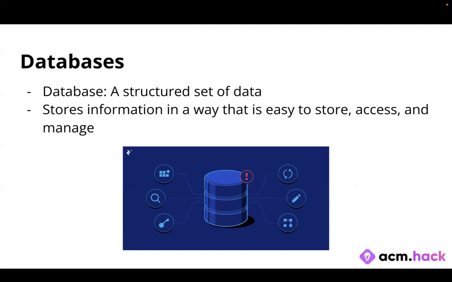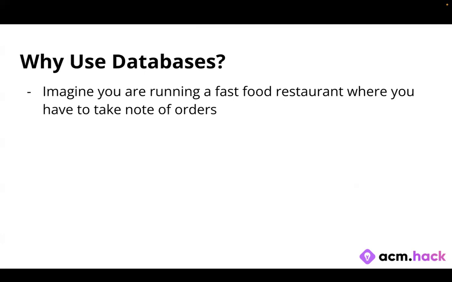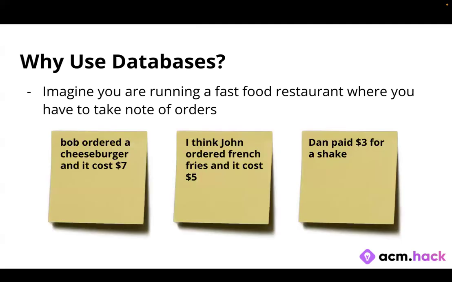Imagine after we finish our Brew and Eats project, you fall so in love with the idea of restaurants that you decide to open a restaurant of your own. But then you realize you do have to take note of some information, whether it's what people order, how much it costs, what time they order things. So you tell your cashiers just to write it down wherever they want. And they end up writing it down on sticky notes, and it would look something like that. It'd be like Bob ordered cheeseburger, it cost $7. John ordered French fries and it cost $5, and Dan paid $3 for a shake.